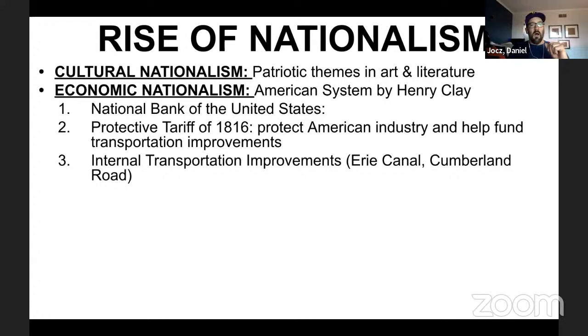And then the third piece is internal transportation improvements. So in terms of what you should know about it, it is an example of economic nationalism trying to get the American economy to grow. Because remember, we were once a rather weak nation that was getting bullied by European nations like England. And so it's an economic plan, but it also reveals that there were still debates between those who were state rights versus federal government. There were debates between the interests of the North versus the South. So it shows both things, that nationalism, but also that sectionalism that we are seeing.